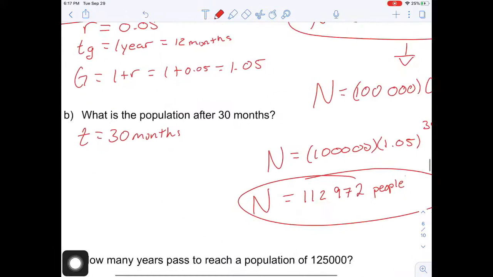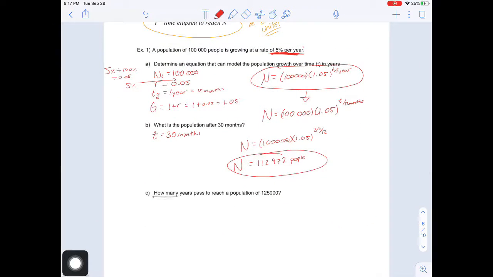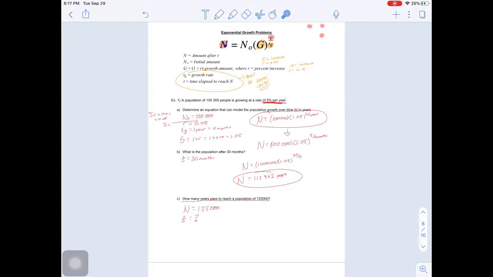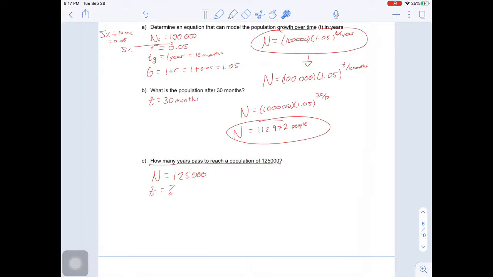Now, on to our next problem here. How many years pass to reach a population of 125,000? So here, it's asking if your N value is 125,000, how long does that take? This time, we're given N, and we have to find t. It wants to know in years, so I'm going to use this equation. If it wanted to know the amount of months, I would use this equation. So here, let's use our year.